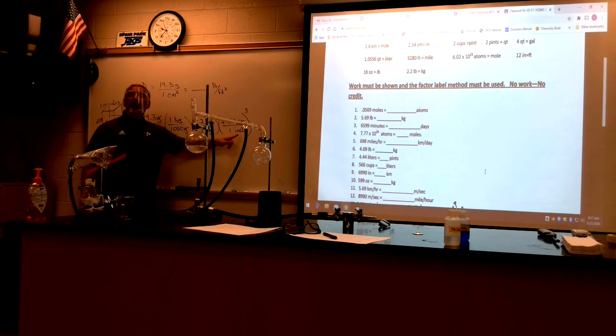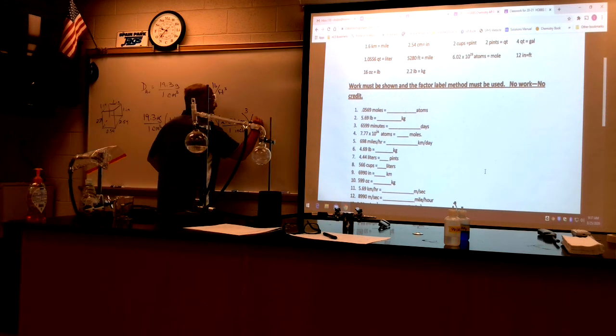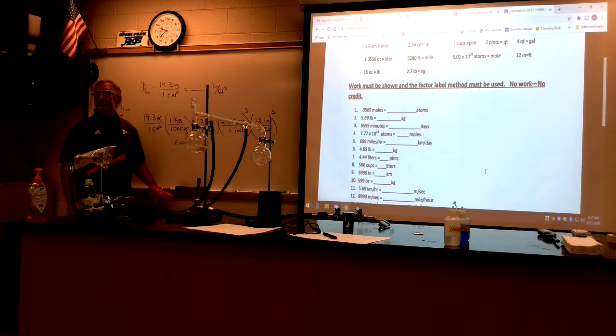So when you need a square or a cube conversion factor, just use the linear one and then raise it to whatever power you need. So now how many inches are in a foot? 12. But again, now I need cubic inches and cubic feet. So I'm going to cube that.